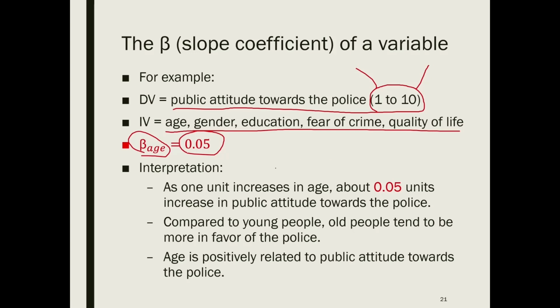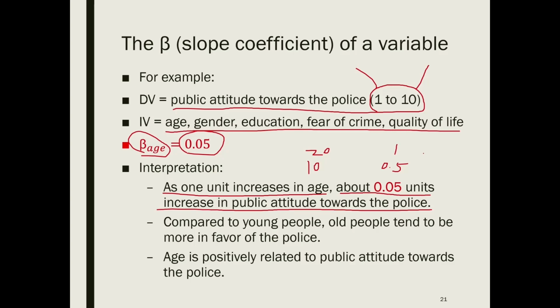The first one is a mathematical way, really from a math perspective. As age increases by one unit, public attitude toward police officers increases by about 0.05 units. So if the respondents get one year older, their attitude toward the police officer will increase by 0.05 units. That also means people who are 10 years older would have 0.5 more, right? And if 20 years older, it would be 1.